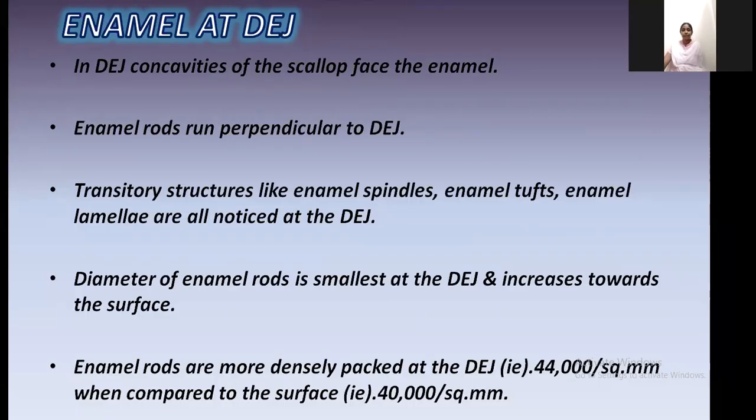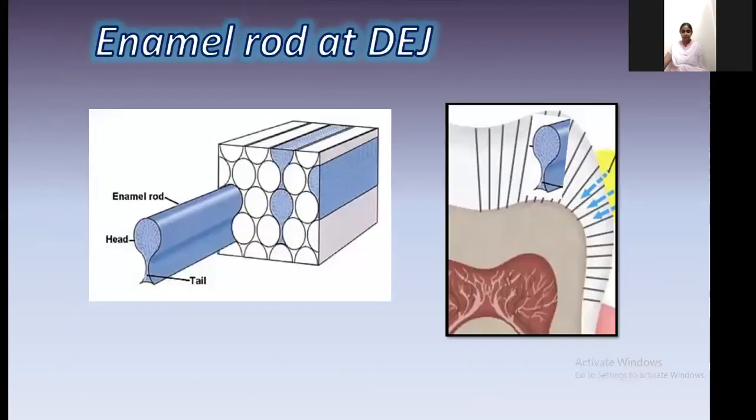Diameter of enamel rods is smaller at the DEJ and it increases towards the surface. Enamel rods are more densely packed at the DEJ when compared to the outer surface. At the DEJ, the enamel rods are 44,000 per square millimeter. At the surface, it is just 40,000 per square millimeter.